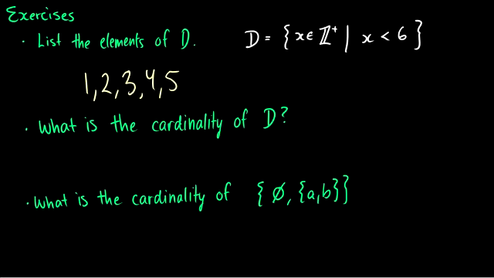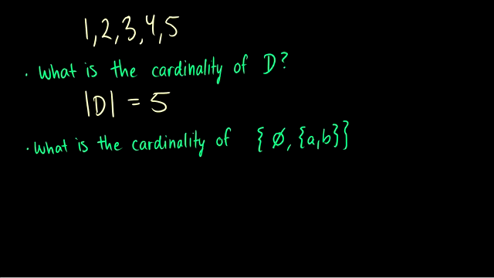Okay, what's the cardinality of D then? Well, this is easier because I've already written out all the elements in my set. So I see there's 5 things there. So I can say the cardinality of D is equal to 5 because it contains the numbers 1, 2, 3, 4, and 5. Now here's another question, and this is what I alluded to before. What is the cardinality of the set containing the empty set and the set AB?